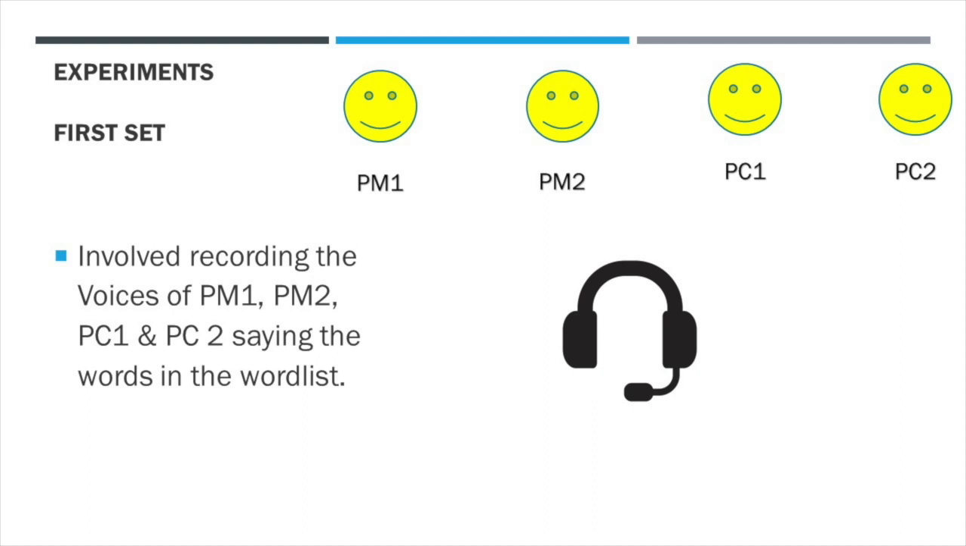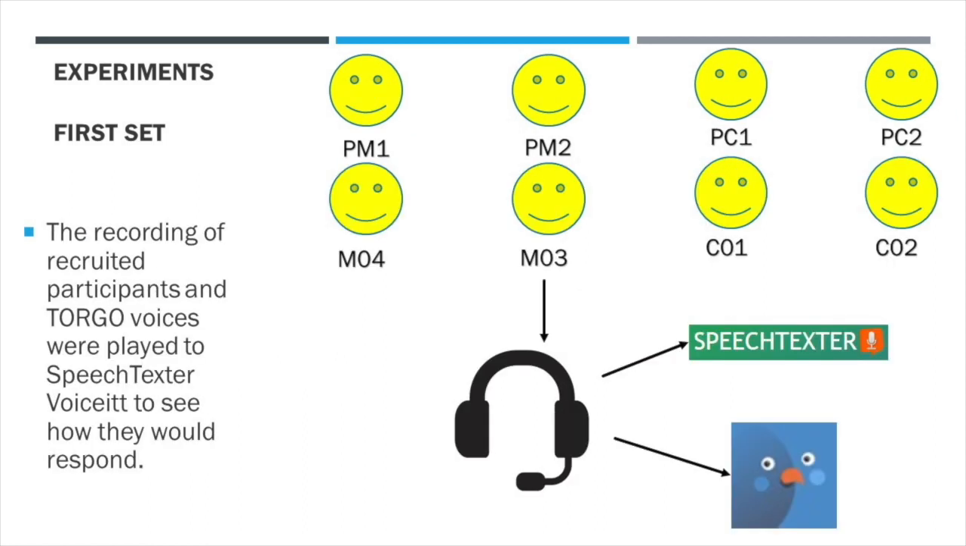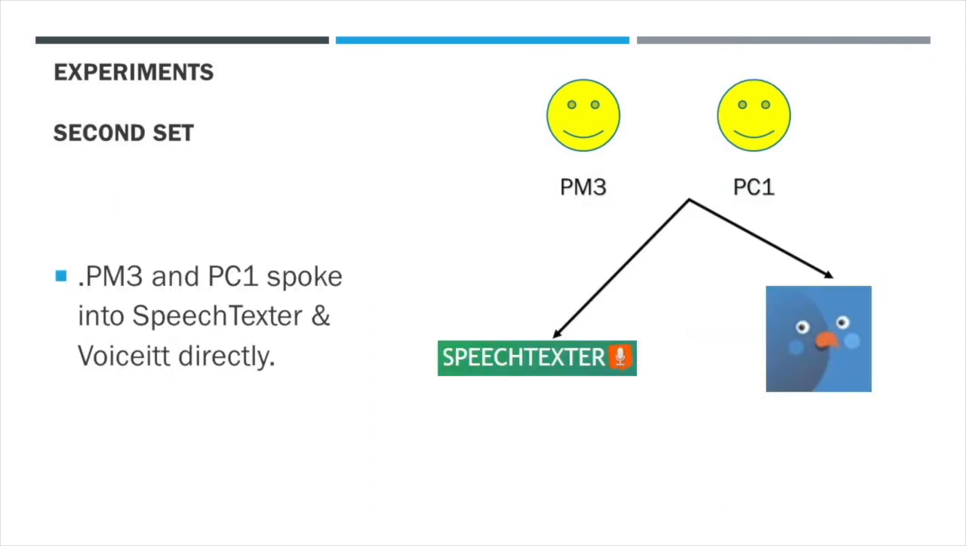For the first set of experiments, I recorded the voices of 2 of the participants and 2 of the control voices reciting their word lists. These recordings, as well as the Targo voices, were played to SpeechTexter and VoiceIt to see how they would respond. For the second set of experiments, PM3 and PC1 spoke directly into SpeechTexter and VoiceIt.